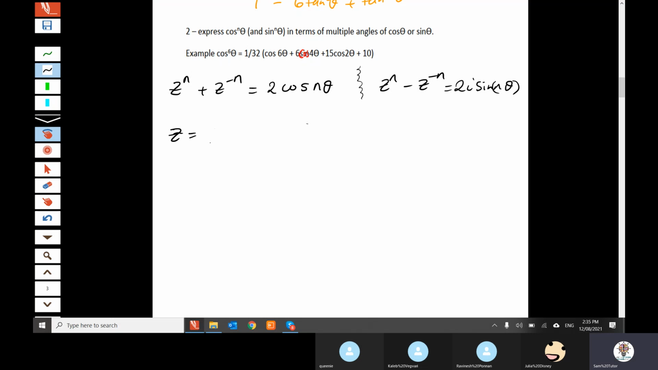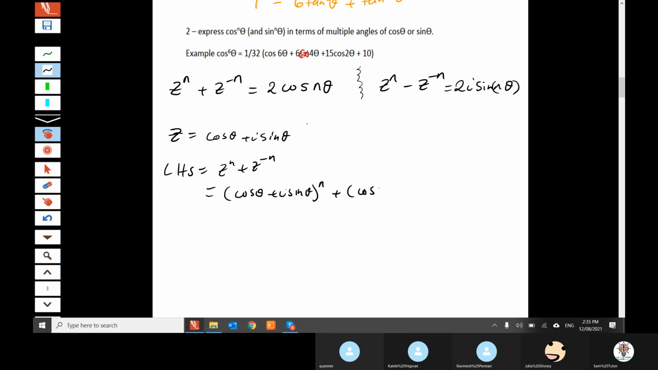In fact, whenever you're going to say let z equal to something, if it was in polar form, we can kind of ignore the r. So we assume it's just cos theta plus i sine theta. All right, sub it in. Let's see, left hand side equals z^n plus z^(-n). So (cos theta plus i sine theta) to the n plus (cos theta plus i sine theta) to the negative n. Expand using De Moivre.